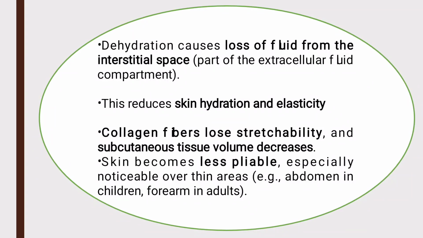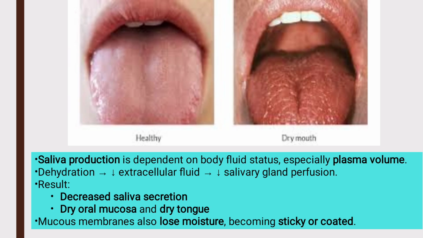Now why is it reduced? Dehydration will cause the loss of fluid from the interstitial space as well as from the extracellular fluid. So it will reduce the skin hydration and elasticity, collagen fibers will lose their stretchability, and subcutaneous tissue volume will be decreased. So when the extracellular fluid volume or interstitial fluid volume is reduced, the skin will become less pliable, especially noticeable over thin areas, for example the abdomen in children and the forearm in adults.